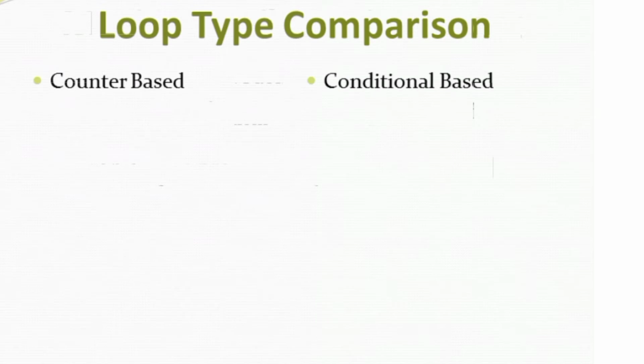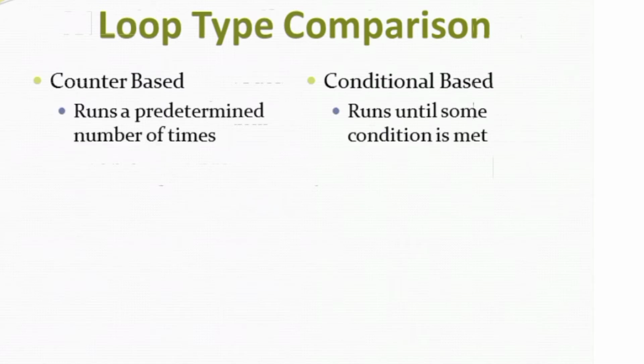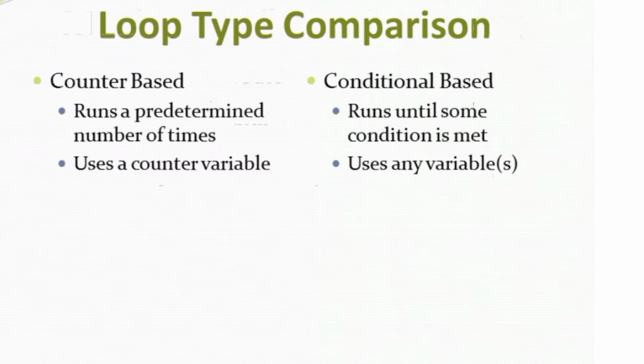Okay, so let's take a look at a comparison between these two types of loops so we can start to develop an idea of when we'll want to use them. So, as we saw before, a counter-based loop is going to run a predetermined number of times. However, the conditional-based loop is going to run until some condition occurs. Right? So we may not know how many times it's going to repeat. Okay? The counter-based loop uses what we would call a counter variable, right? Something that's going to count how many times the loop is repeated. For the conditional-based loop, you can pretty much use any variable as long as you can test its value.